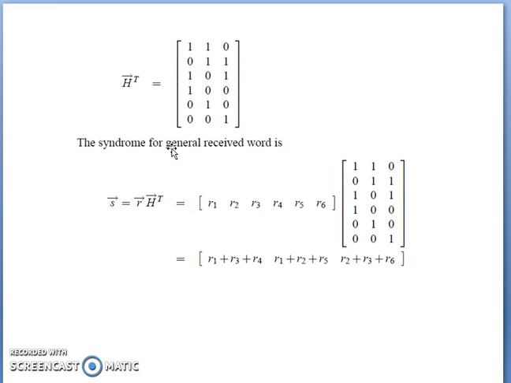Then to detect the errors, in this particular example we are just looking for the detection of errors. Error correction is not done in this example. Error correction can be done by using a table lookup array, which will be discussed in subsequent lectures. So the syndrome for a general received word: this is the received code, and this is H transpose. Multiplication of the received code and H transpose gives the syndrome, and if the syndrome value is 0, it means there is no error.